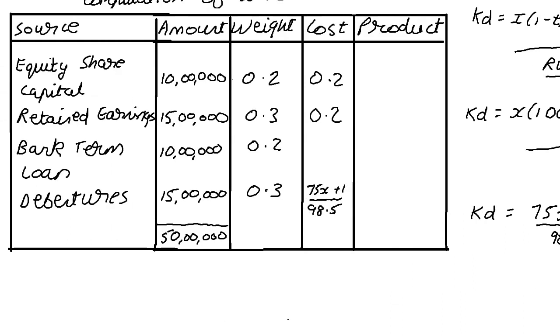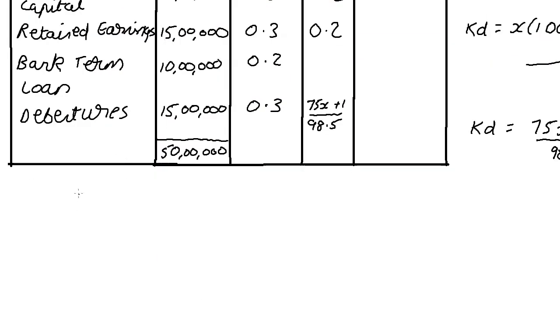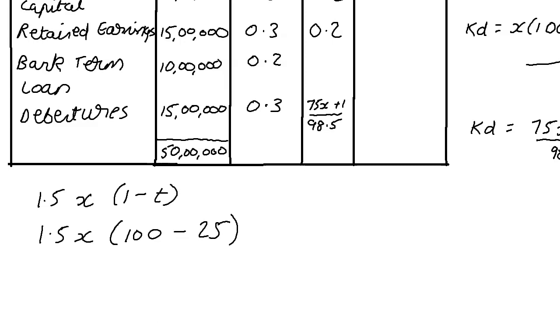Now, as far as our bank term loan is concerned, we've been told that the rate of interest on the bank term loan is 1.5 times that of the debenture. So if the debenture is X, the bank term loan is going to be 1.5 times that figure. And we can take it a step further because the cost in the WACC table is post-tax. So it's going to be 1 minus T. So 1.5x, and then we can open bracket and again 100 minus 25. And of course both of these are percent.